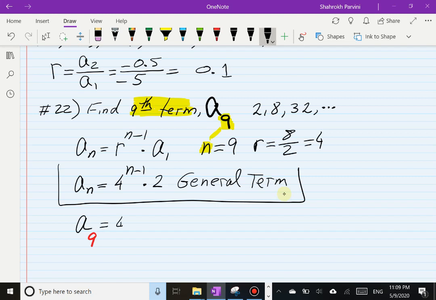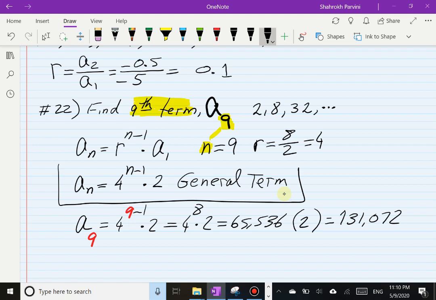So I'm just going to plug in a 9 in here. See, for n, 9 minus 1 times 2. That makes it 4 to the 8 times 2. And 4 to the 8 power times 2, if I did it correctly, I got 131,072. Let me just show you. 4 to the 8 power is 65,536 multiplied by 2. And I got 131,072.